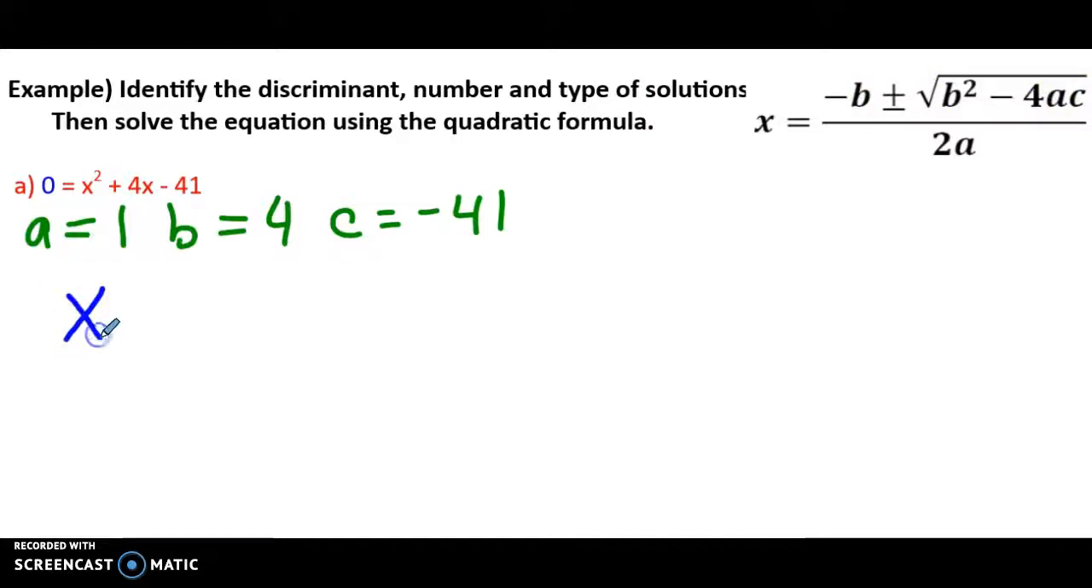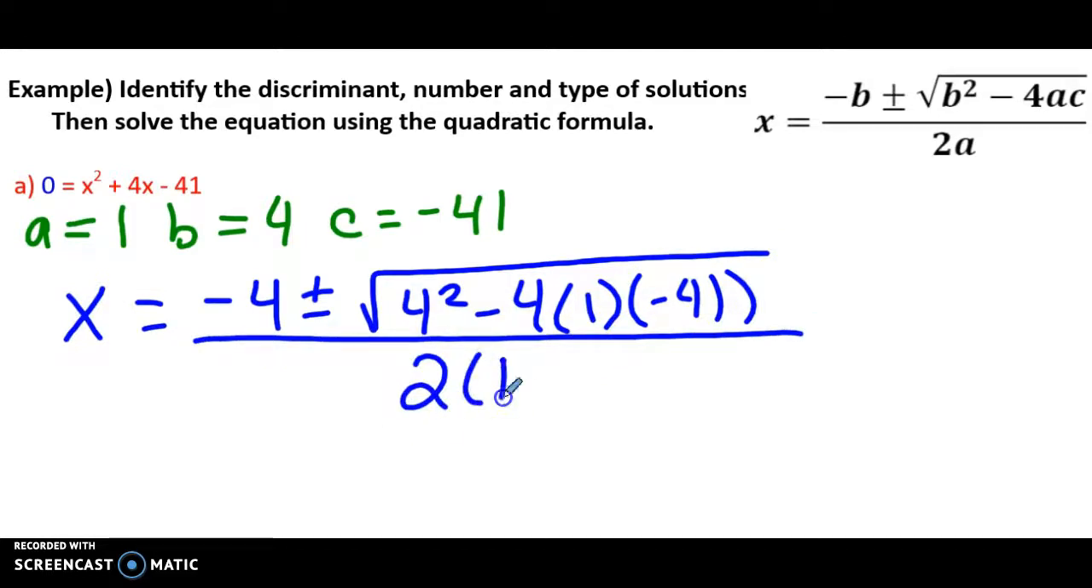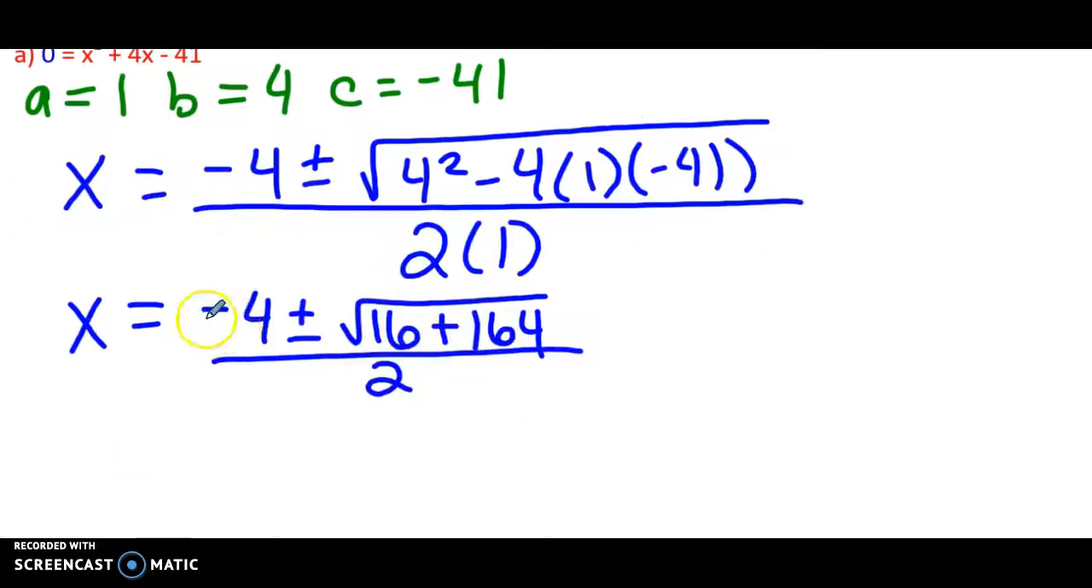So we will have x equals negative 4 plus or minus the square root of 4 squared minus 4 times 1 times negative 41, all divided by 2 times 1. And then we'll go ahead and just crunch those values. And we get negative 4 plus or minus 4 squared is 16, and negative 4 times 1 times negative 41 is actually a positive 164. Be careful when you have those two negatives to make it a positive. All divided by 2 times 1, which is 2.